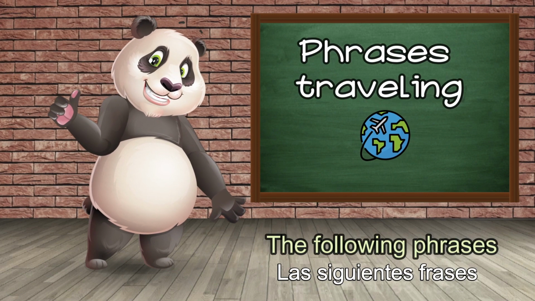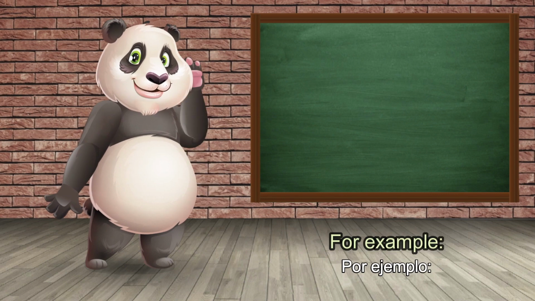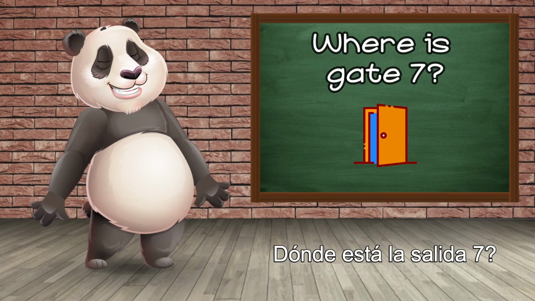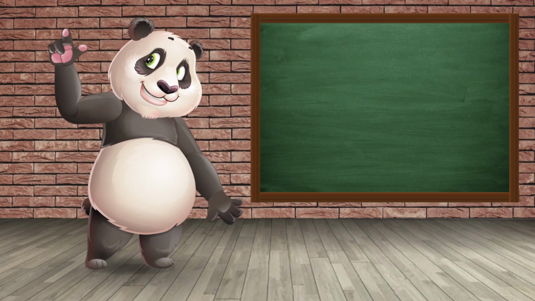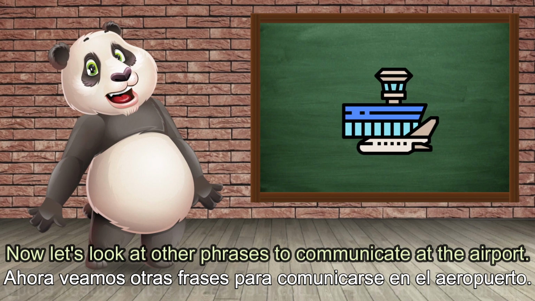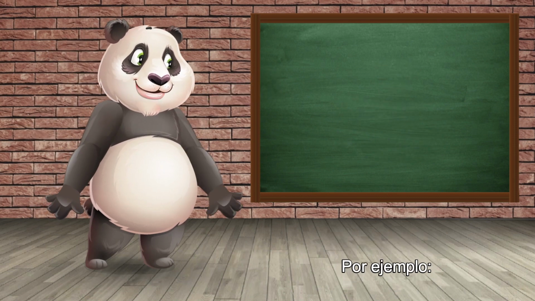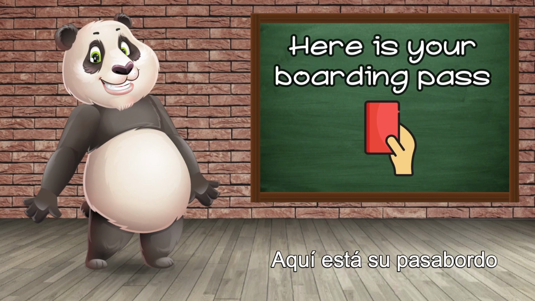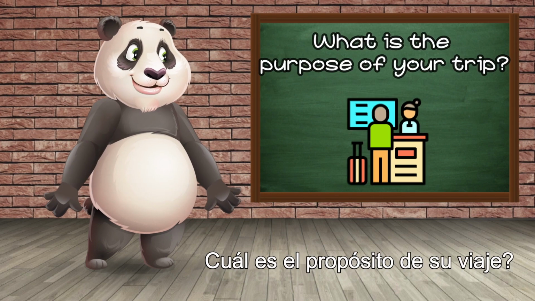The following phrases can be useful when traveling. For example, can I have your ticket, please? Where is the gate 7? How many bags do you carry? Now, let's look at other phrases to communicate at the airport. For example, I want the window seat, please. Here is your boarding pass. What is the purpose of your trip?